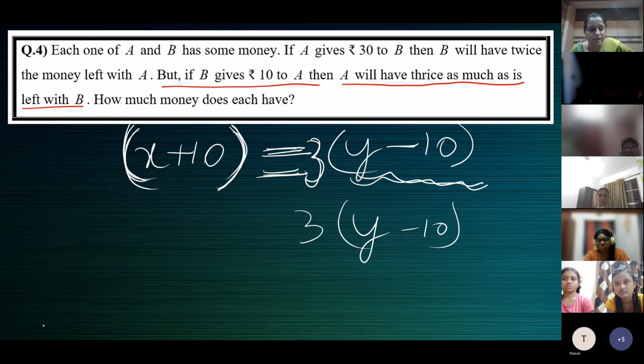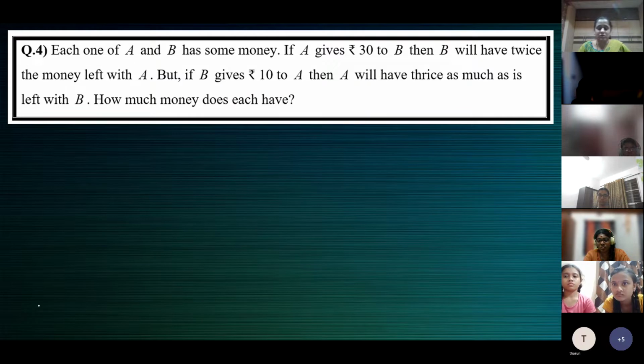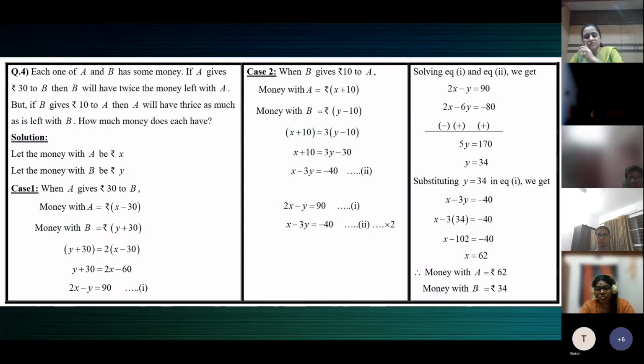So again, when you open the bracket and bring X and Y on one side, constant on the other side, you will get the other equation in X and Y. Solve to find the values of X and Y.